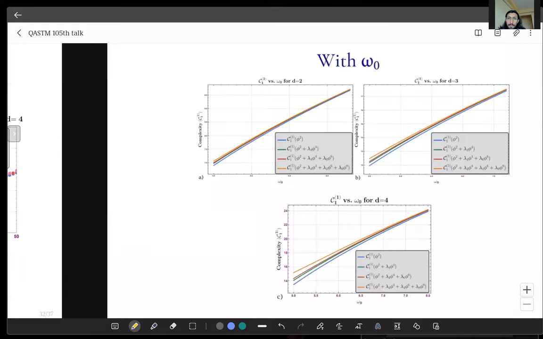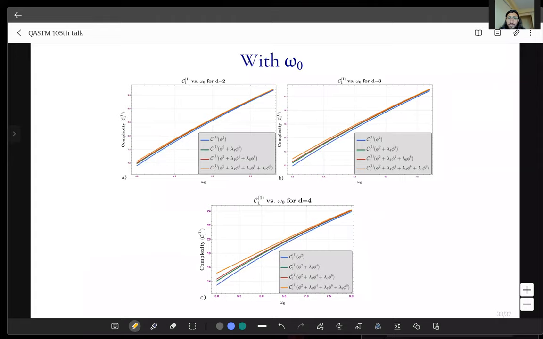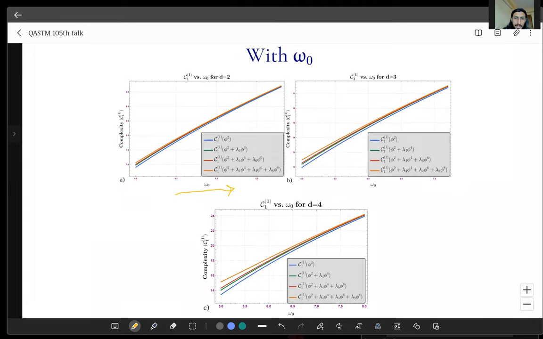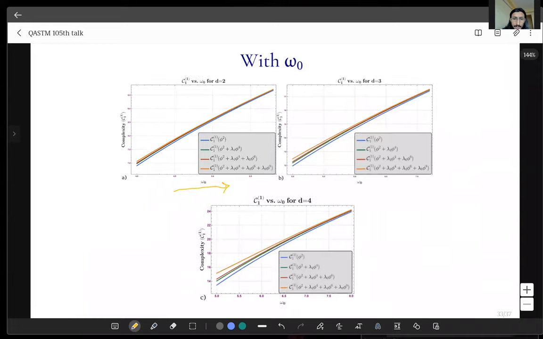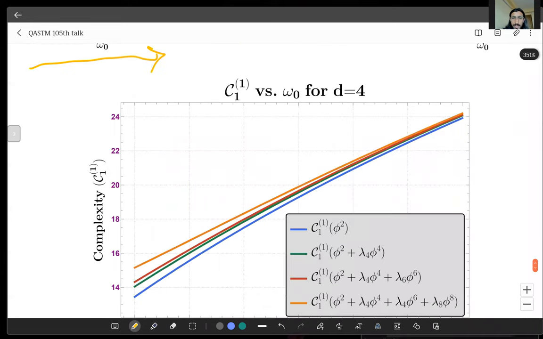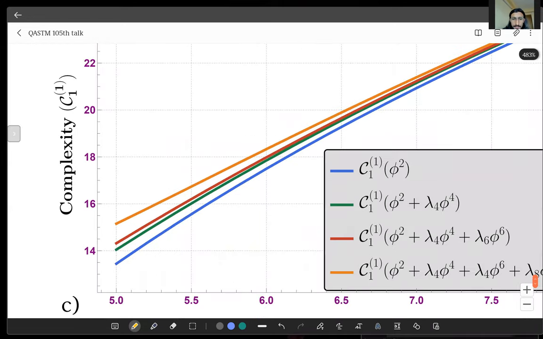Now omega 0 refers to the mass of the theory, m. So if you increase omega, we expect the complexity to increase. And if I zoom in, it's quite expected. I can understand this one. The other ones are a little bit different.